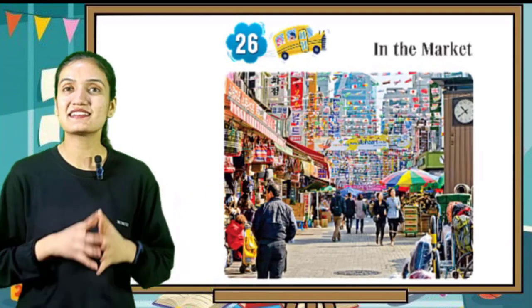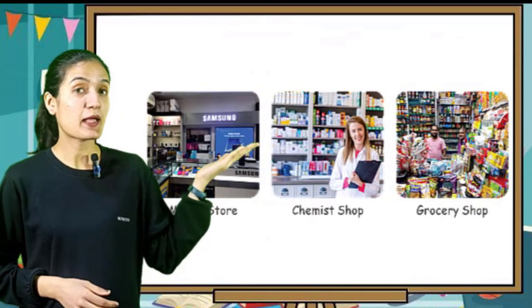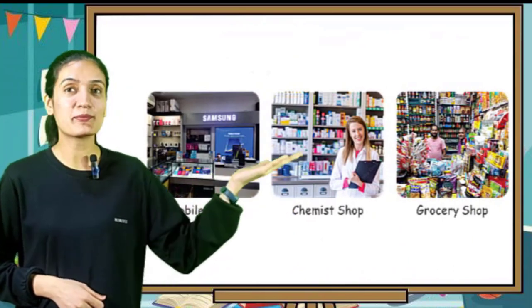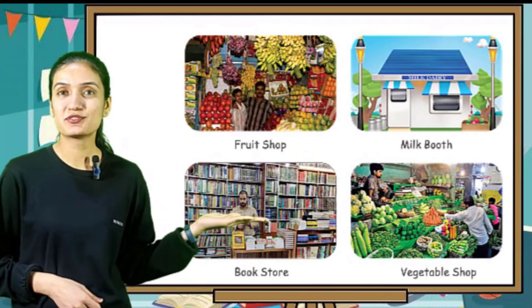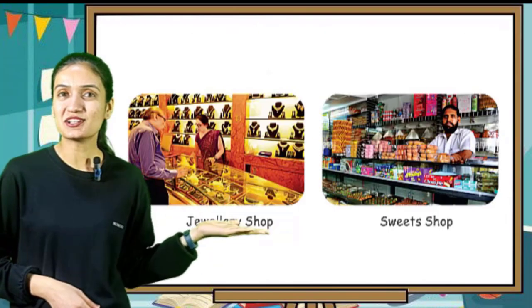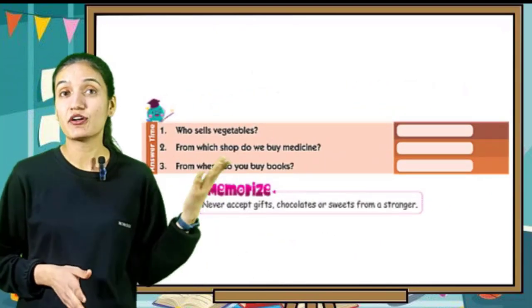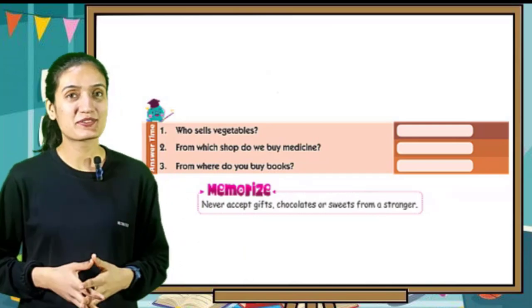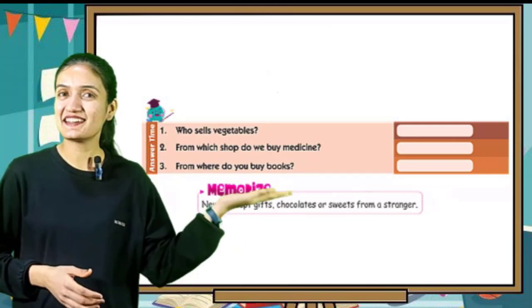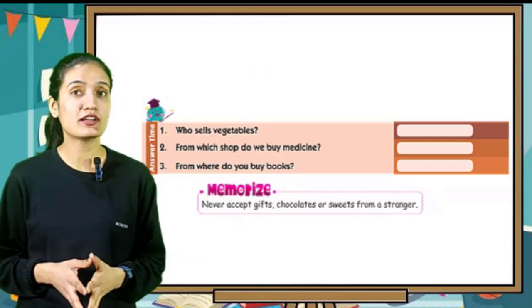Chapter number 26. In the market. You can see a picture of a market. Mobile store, chemist shop, grocery shop, fruit shop, milk booth, bookstore, vegetable shop, jewelry shop, sweet shop. Who sells vegetables? From which shop do we buy medicines? From where do you buy books? Find out the answers and write down here. Now kids, memorize. Never accept gifts, chocolates and sweets from a stranger.